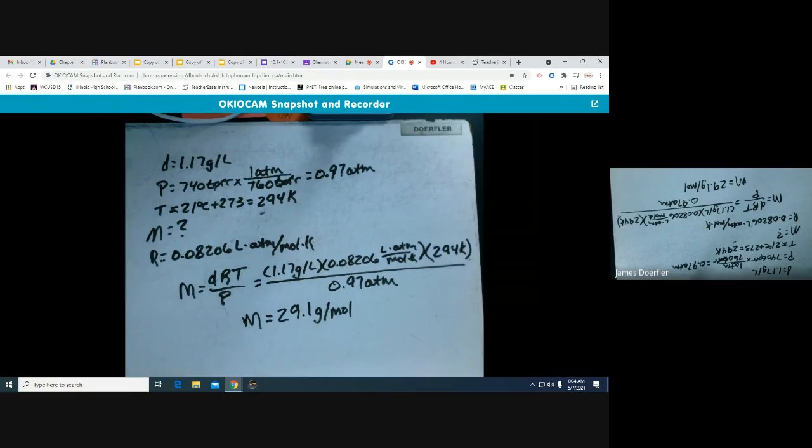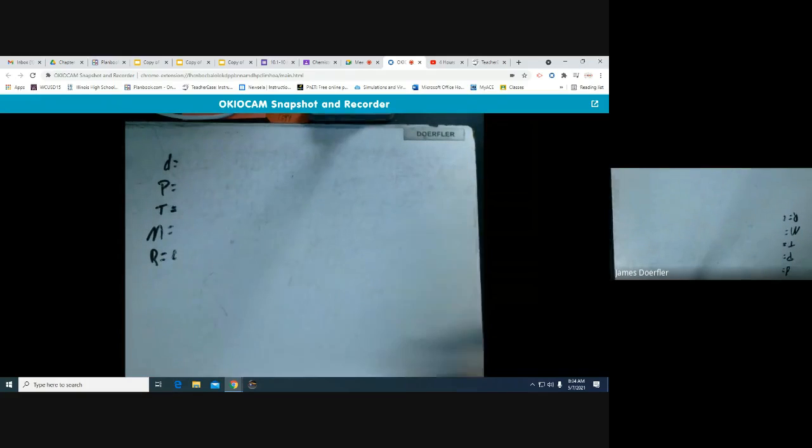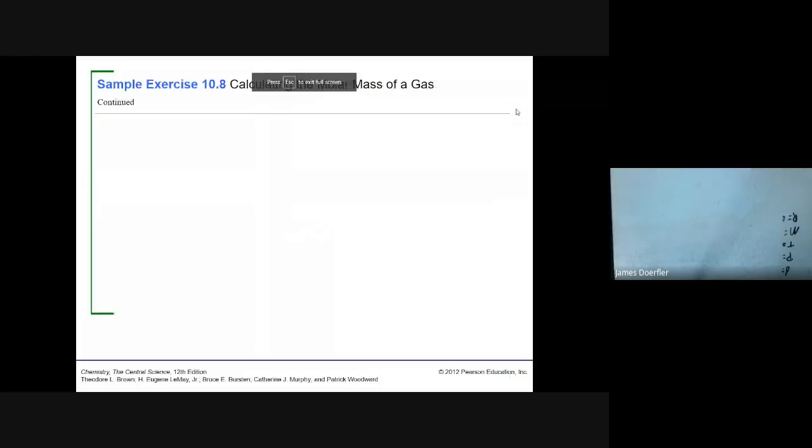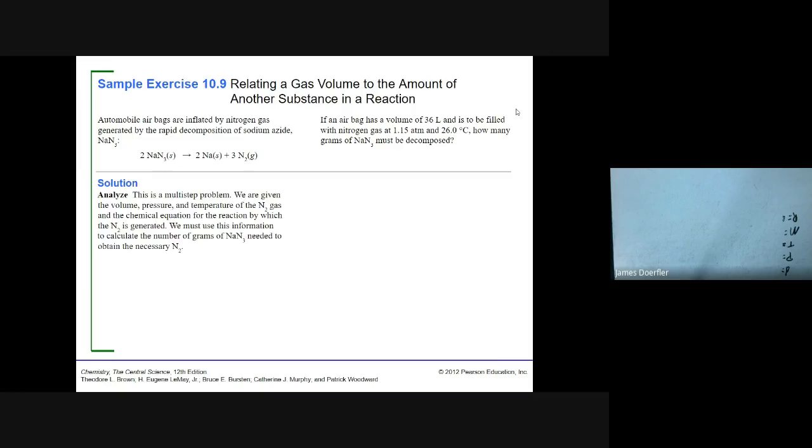And this is the one where, again, we use a very small hint of stoichiometry. The only reason I say stoichiometry is because we have to relate the coefficients in a balanced chemical equation to help us solve for a particular component. What's nice is that's given to you. So let's take a look at our final practice question here, question 10.9. Again, we're going to relate a gas volume to the amount of another substance in a reaction.